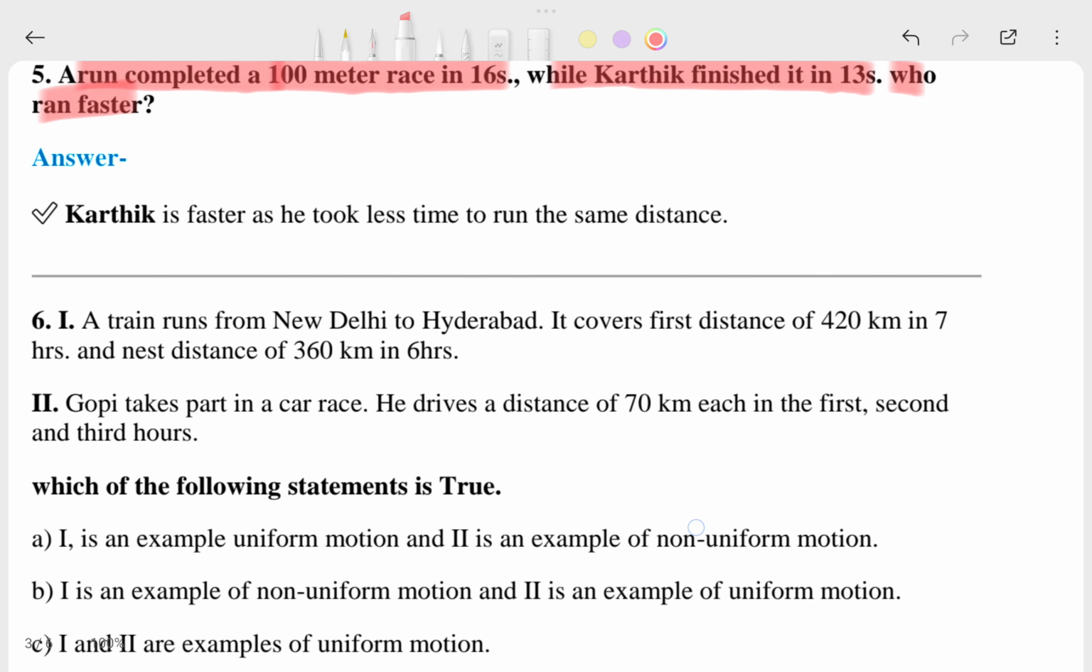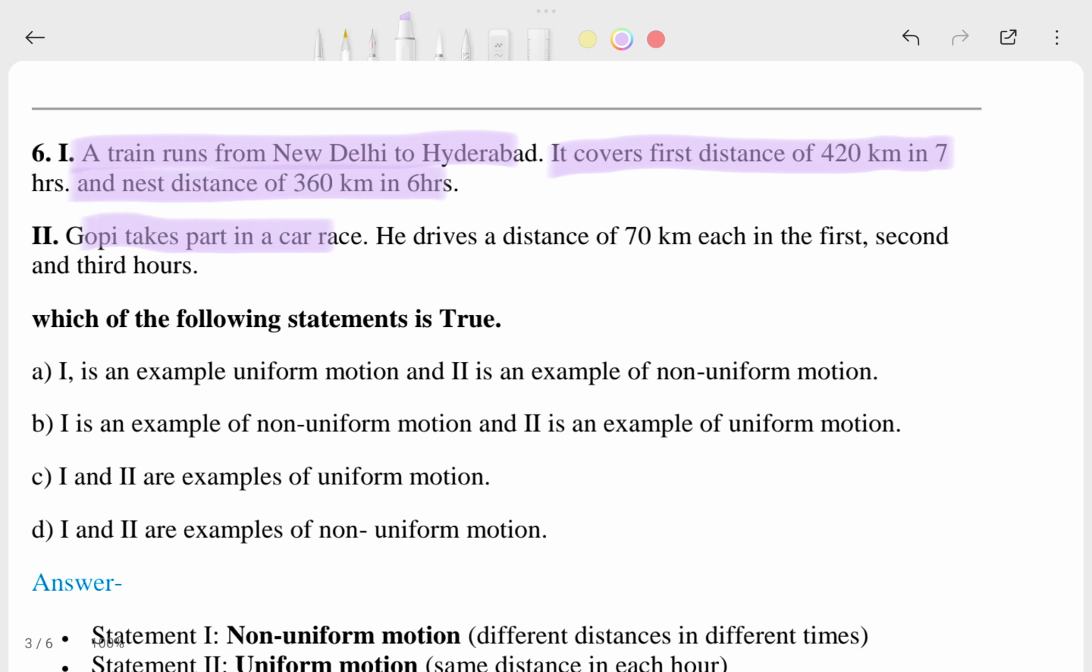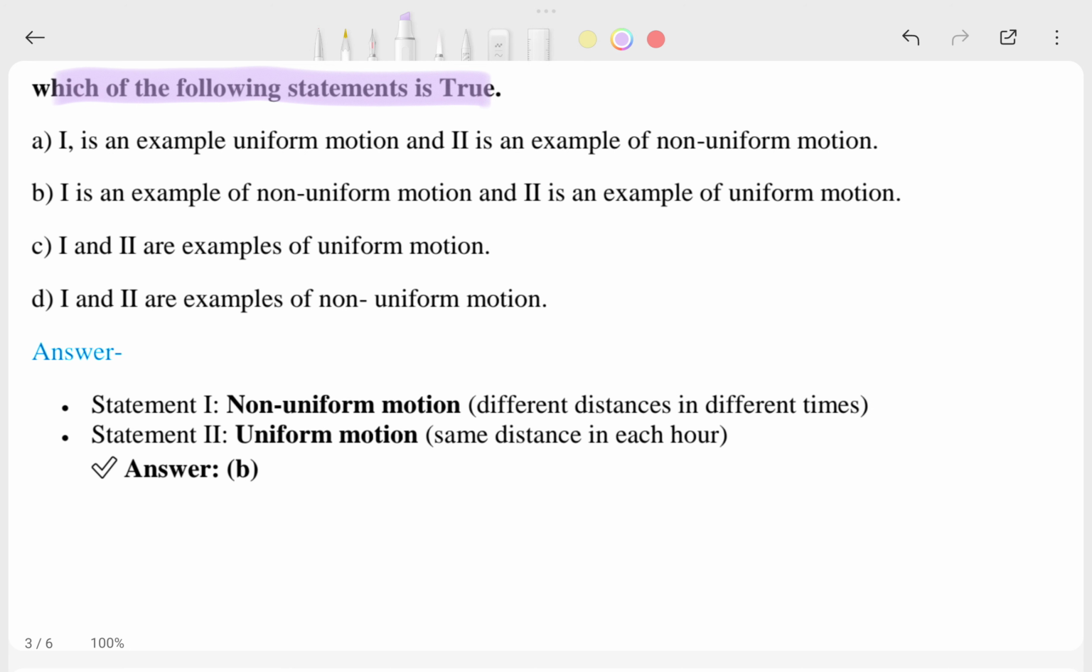Let's talk about the sixth one. You have to understand the sixth question clearly. A train runs from New Delhi to Hyderabad. It covers the first distance of 420 kilometers in 7 hours and the next distance similarly. Gopi drives a distance of 7 kilometers in the first hour. This is the first case, this is the second case, and it asks which of the following statements is true.